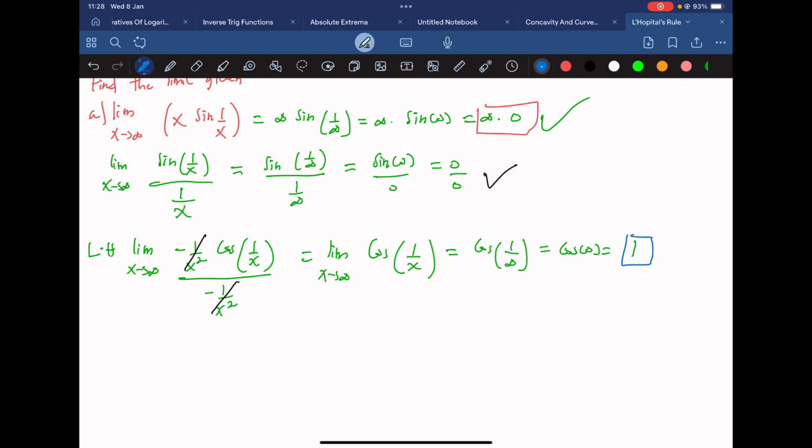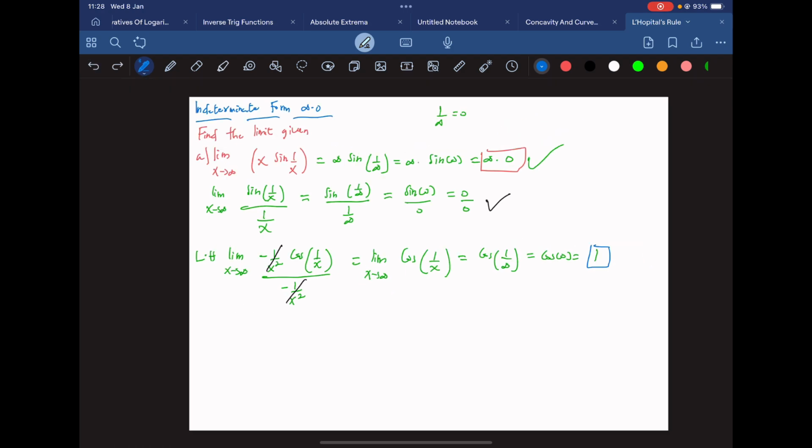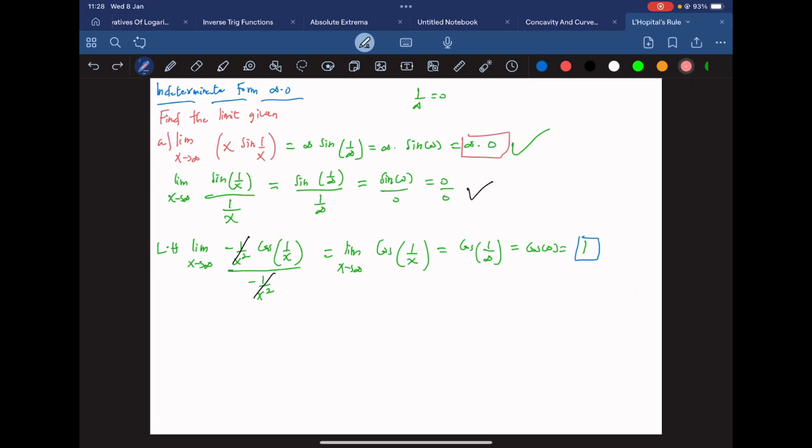So you see, the key idea was changing this indeterminate form to an indeterminate form that we want. Okay, let's look at a different example. We have the limit as x approaches 0 from the right of x ln of x.